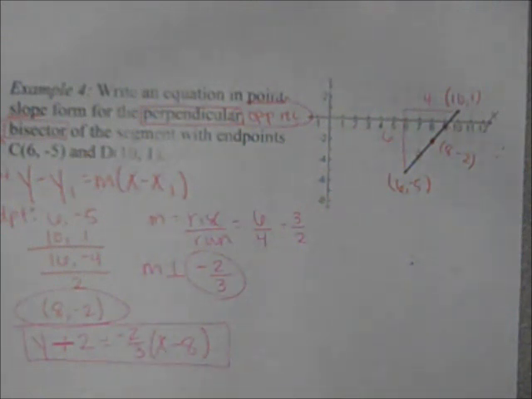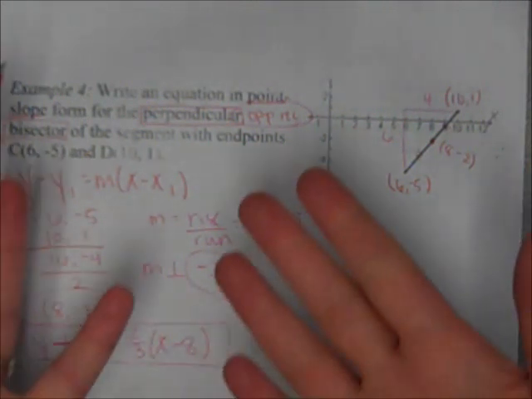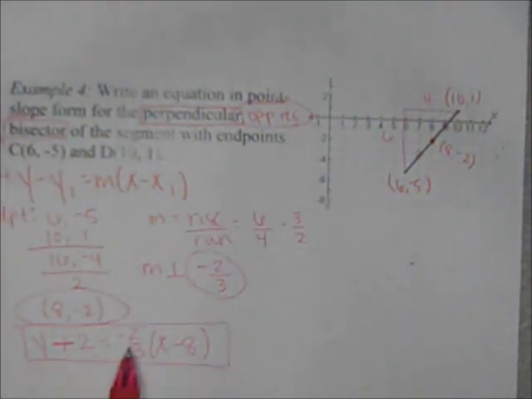If it said to write it in slope-intercept form, I would do the exact same process, except from here I would go ahead and distribute and solve it out. But since it said point-slope form, here I am, I'm done. Now this is your important example today, so you might want to go back and rewatch that or write one from the book.